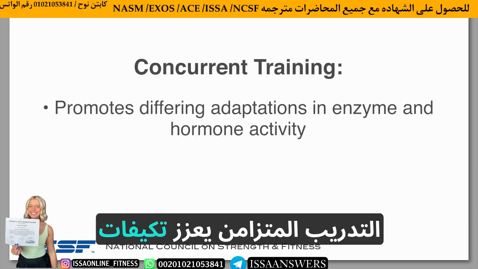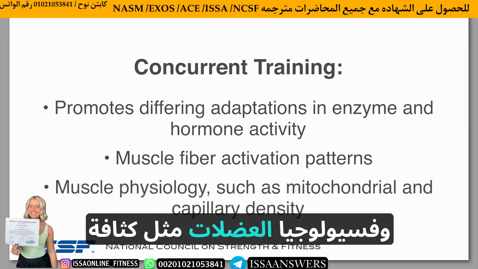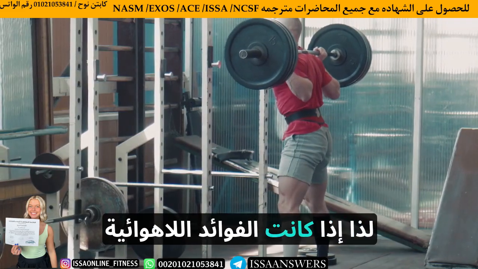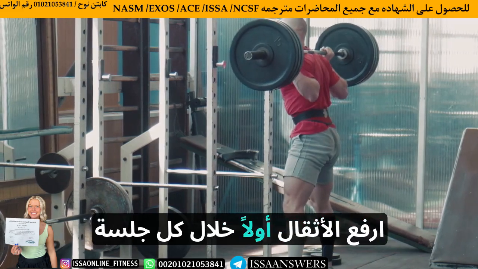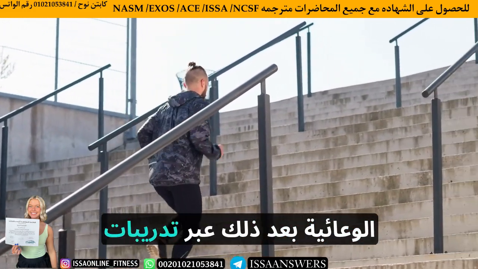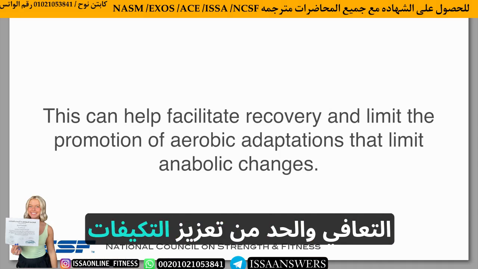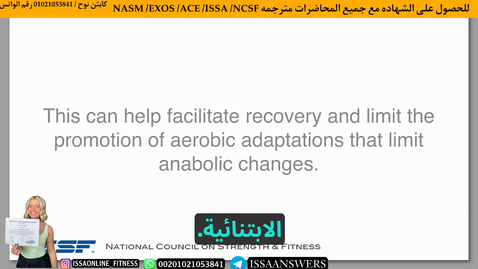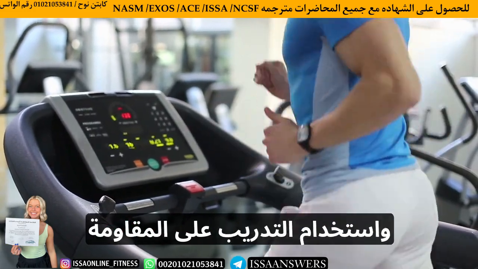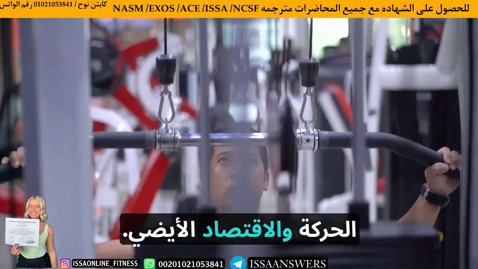Concurrent training promotes differing adaptations in enzyme and hormone activity, muscle fiber activation patterns, and muscle physiology, such as mitochondrial and capillary density. So, if anaerobic benefits are the primary goal, weight lift first during each session, and obtain cardiovascular benefits afterward via intermittent short-interval conditioning drills. This can help facilitate recovery and limit the promotion of adaptations that limit anabolic changes. And if aerobic benefits are the primary goal, make sure to get adequate respective volume and use anaerobic resistance training in a complementary fashion to improve movement and metabolic economy.